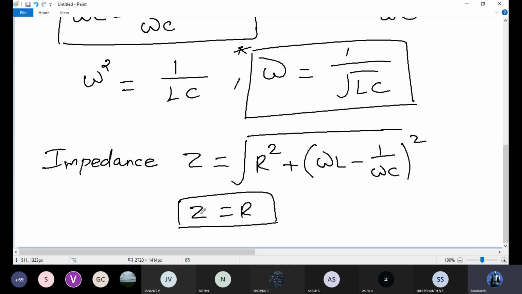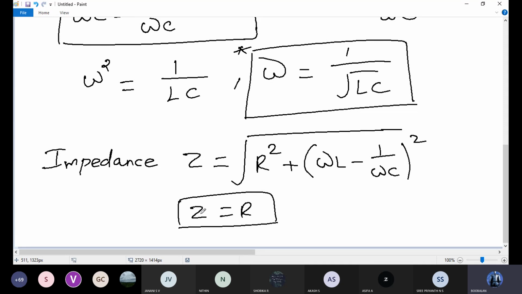The impedance value is minimum, which means the circuit is purely resistive. You can imagine R as a purely resistive circuit, C as a purely capacitive circuit, and L as an inductive circuit. So when the impedance is minimum, the circuit is purely resistive.